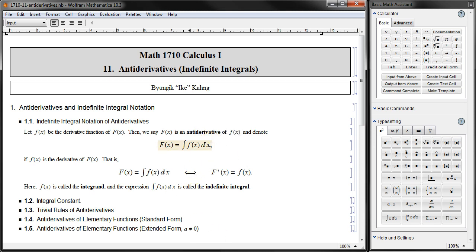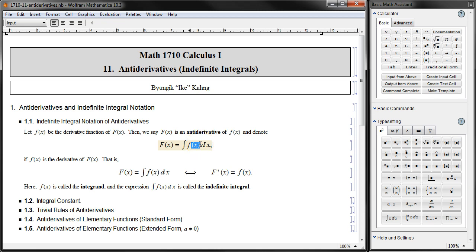We use rather complicated notation like this, which we call indefinite integral notation. Capital F of x is the integral of f of x dx. It has three important components: integral, f of x, dx. So if you use one of them wrong, missing or misusing, of course you'll have to expect some deduction.